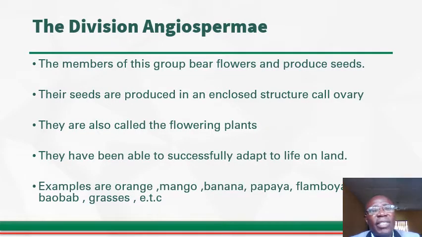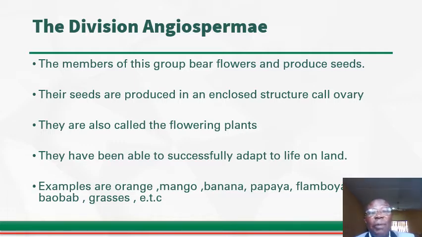We have divisions under the angiosperm also, as we have seen in that of the gymnosperms. The members of the group of angiosperm bear flowers and produce seed at one time or the other in their lifetime. There are some that produce flower and seed once in their lifetime. There are some that produce flowers or seed even twice in a year or 3 times in a year, and so on. But they must produce flower and seed at one time or the other throughout their lifetime.